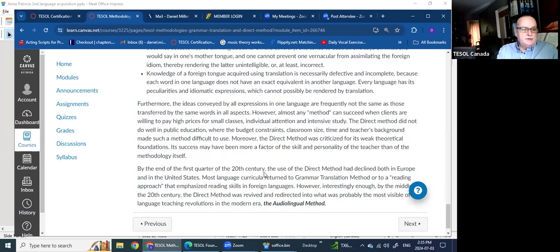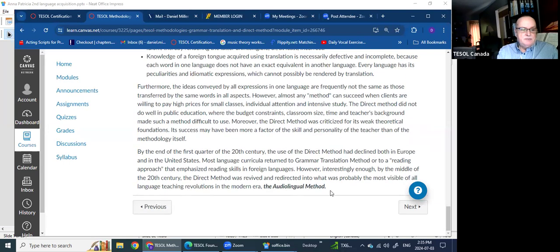By the end of the 20th century, the use of the direct method had declined both in Europe and in the United States. Most language curricula returned to the grammar translation method or to a reading approach that emphasized reading skills in foreign languages. However, interestingly enough, by the middle of the 20th century, the direct method was revived and redirected into what was probably the most visible of all language teaching revolutions in the modern era, the audiolingual method.